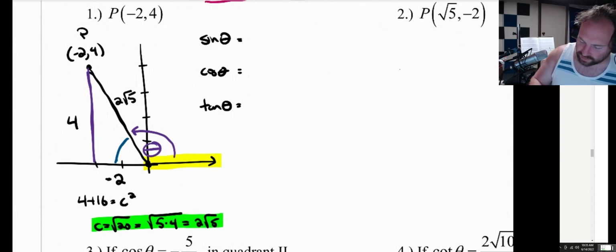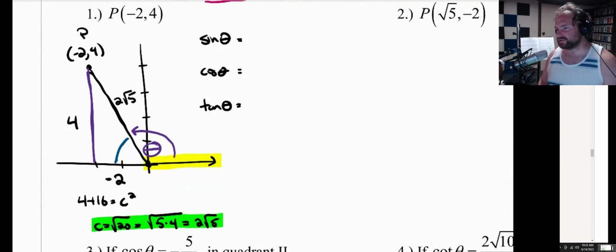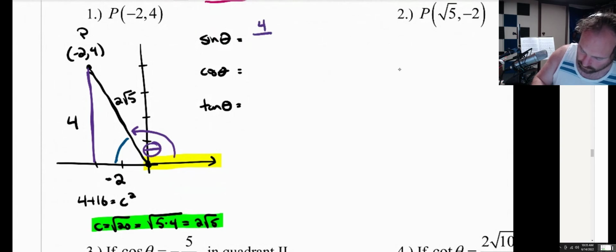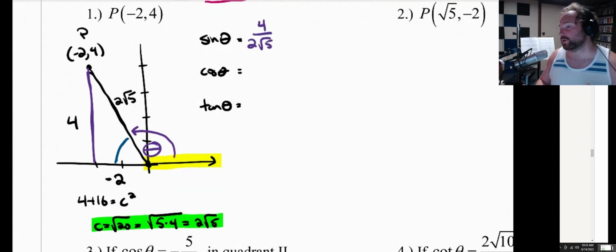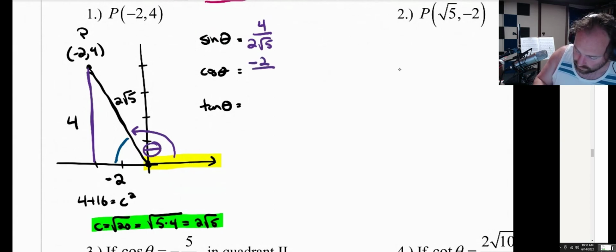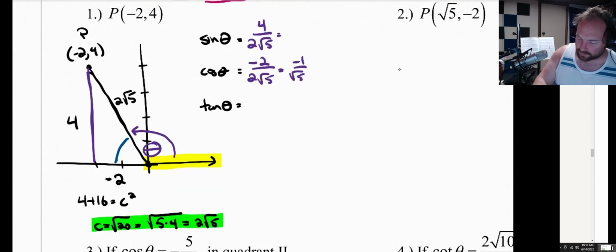Now that we know all 3 sides of the triangle, honestly, our work is really easy. All we got to do is pick out which side we're looking for. Sine is the opposite over the hypotenuse, so 4 over 2 roots of 5, or 4 over the square root of 20. Honestly, it doesn't matter. The cosine is the adjacent over the hypotenuse. That is negative 2 over 2 roots of 5, or negative 1 over the square root of 5. I suppose we could divide the 2 out here also and go 2 over the square root of 5.